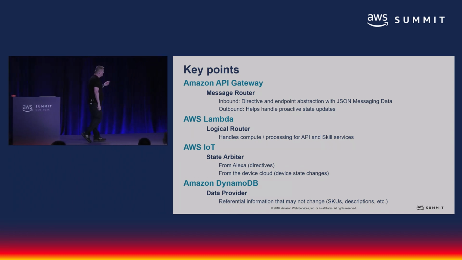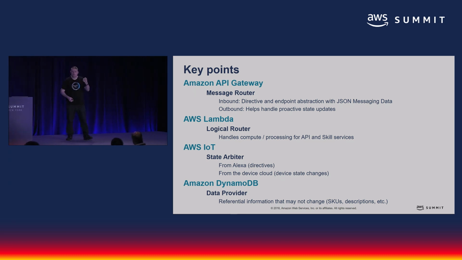AWS IoT, state arbiter, right? It handles that state from Alexa that allows us to turn it on. In this case, I happen to be using Boto3 and Python in the background to send a, thank you. I just need an Alexa shut up command.